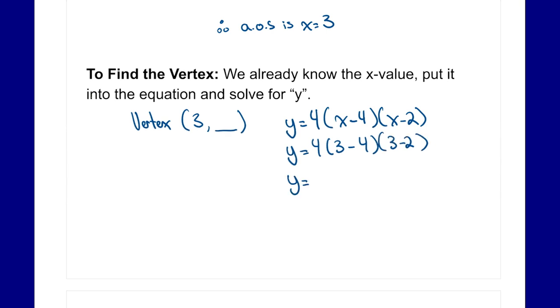So y is equal to, and now it's just a calculation. I'm going to solve my brackets first. 3 minus 4 is -1, times 3 minus 2, which is +1. -1 times 1 is -1. So therefore, our vertex is (3, -1).